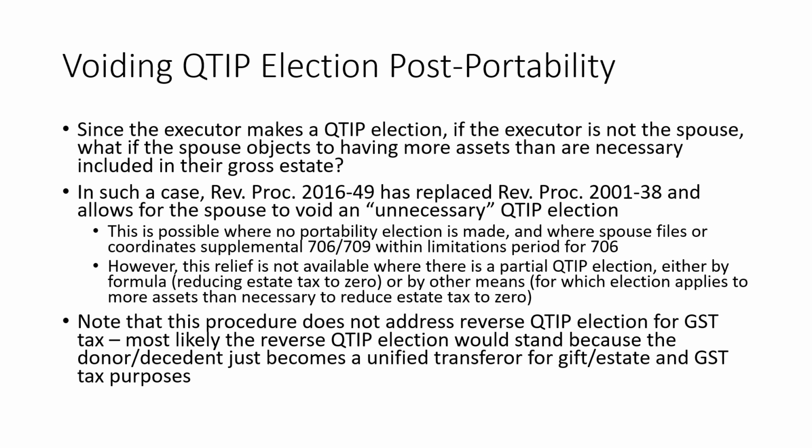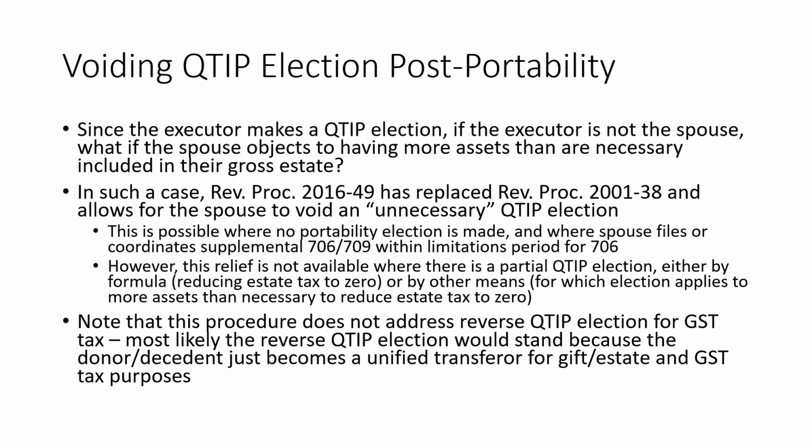So what has now replaced that old revenue procedure I mentioned is Rev Proc 2016-49, which is more of a post-portability revenue procedure, which still allows for avoiding of the unnecessary QTIP election. But there's a couple tickets to entry. One, there has to have been no portability election made or contemplated. And the spouse has to take action by filing or coordinating a supplemental 706 or 709, and that has to be made within the limitations period for the estate tax return, the Form 706.